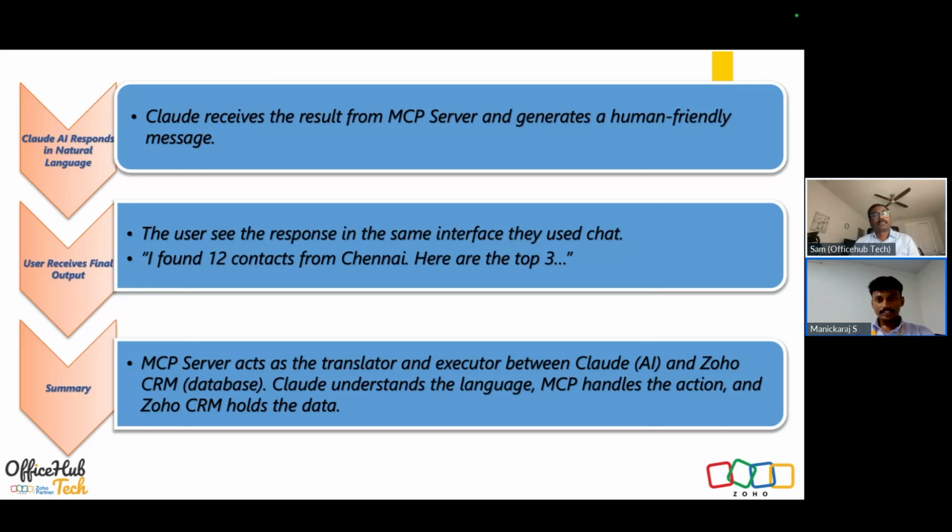Once Claude receives the result from the MCP server, Claude generates a human-friendly message. That is Claude's main role. Finally, the user receives the final output. For example, previously we asked the question, get all contacts from Chennai. The final output comes: I found 12 contacts from Chennai, here are the top 3. This is the human-friendly message given by Claude.